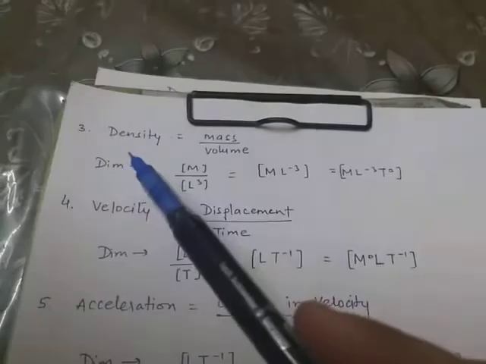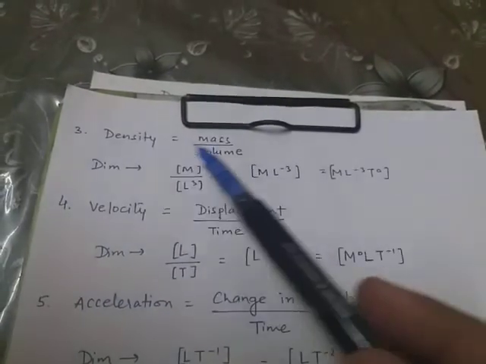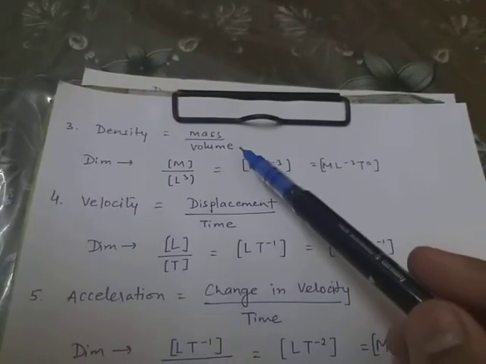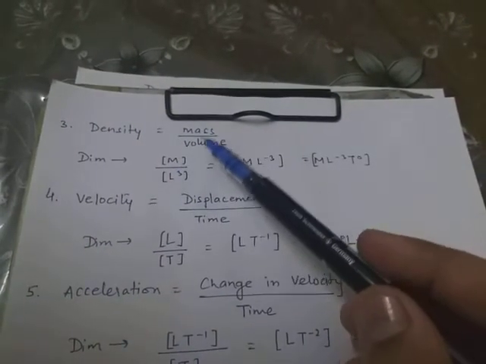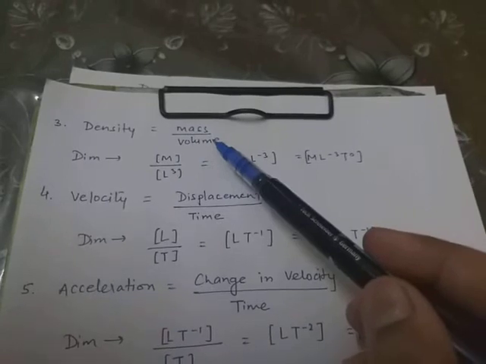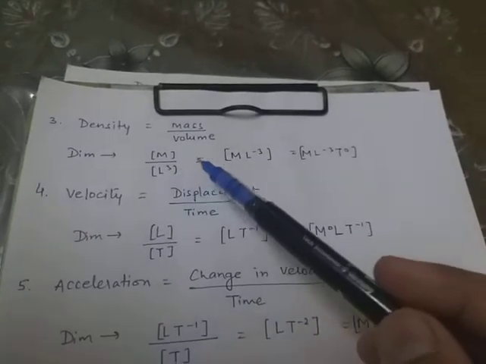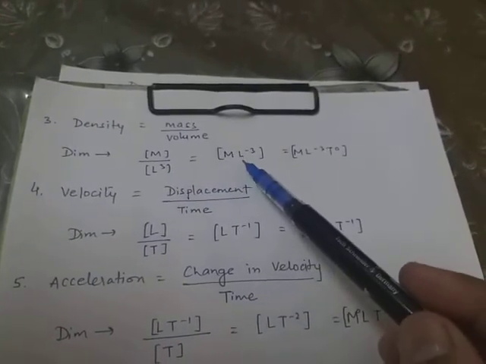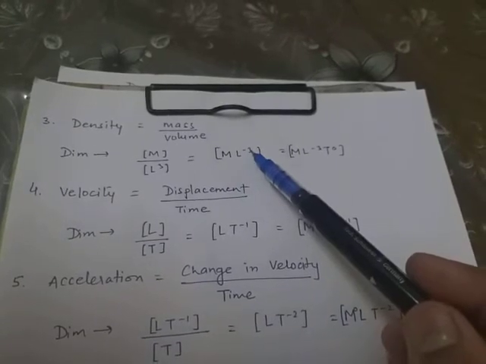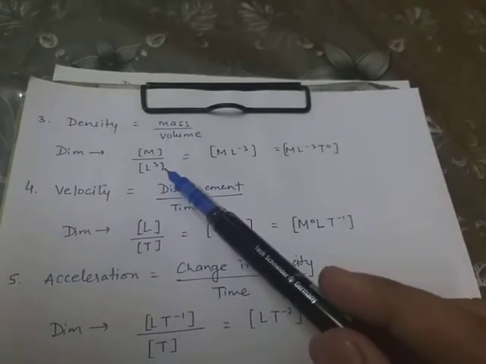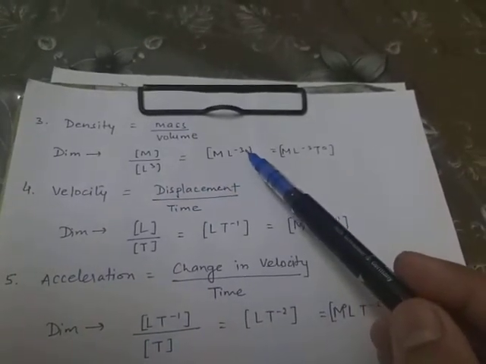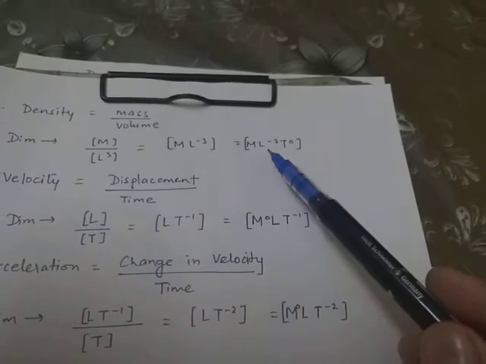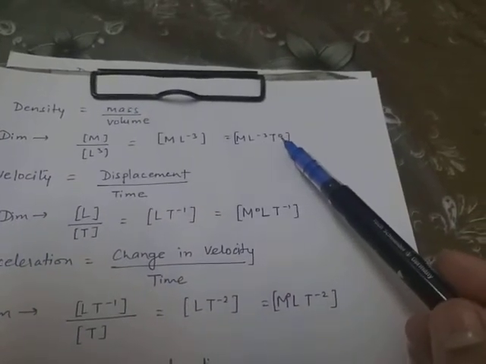we have further quantities. Next is density. The formula of density is mass upon volume, and similarly the dimension of mass is M and the dimension of volume is L cube. So it will become M L raised to power minus 3. That is the dimension of density, M L raised to power minus 3, and it can be written as M L raised to power minus 3 T raised to power 0.